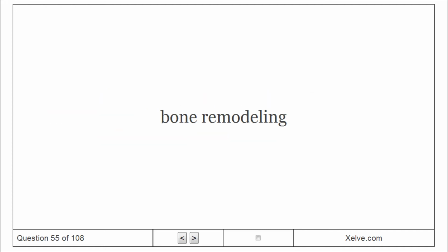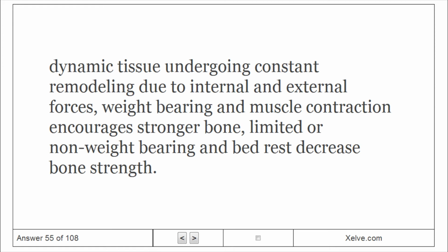Bone remodeling. Dynamic tissue undergoing constant remodeling due to internal and external forces. Weight bearing and muscle contraction encourage stronger bone. Limited or non-weight bearing and bed rest decrease bone strength.